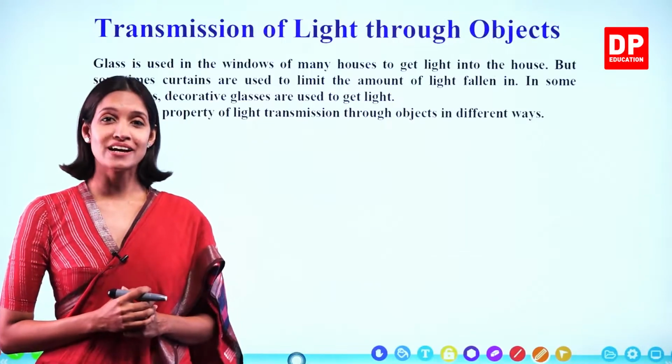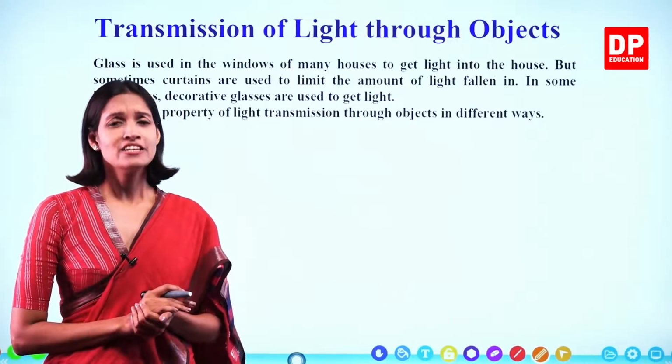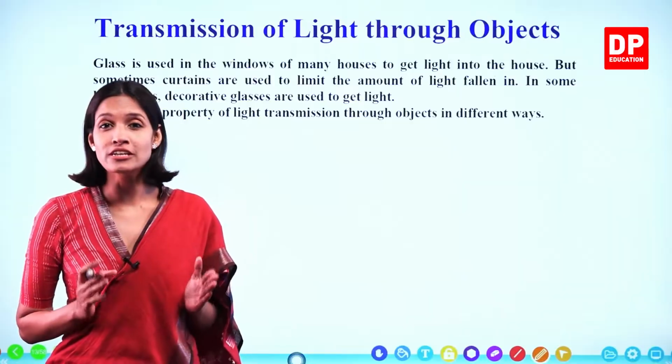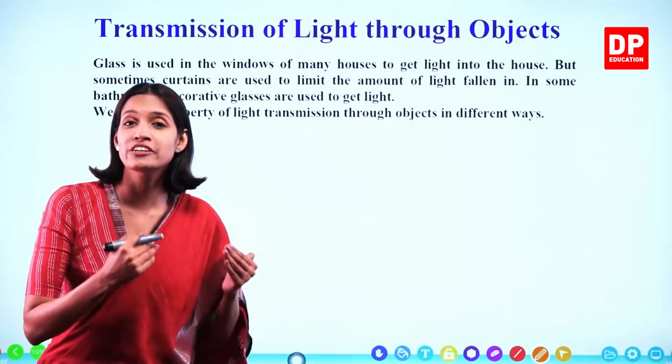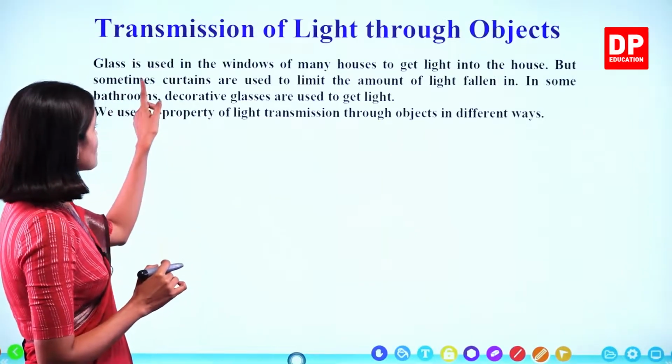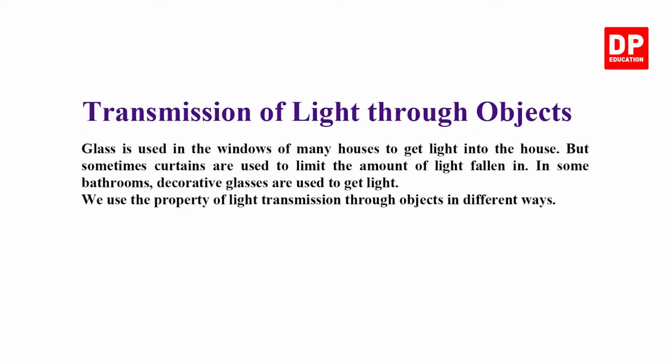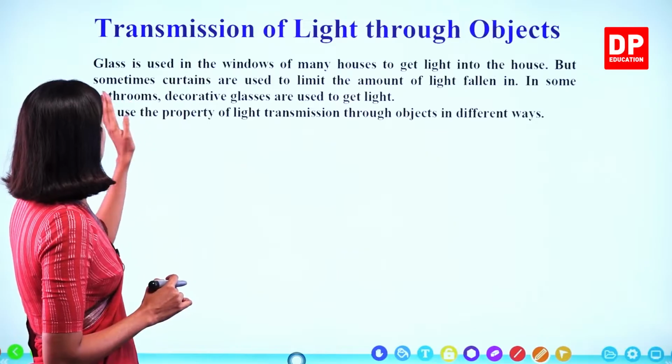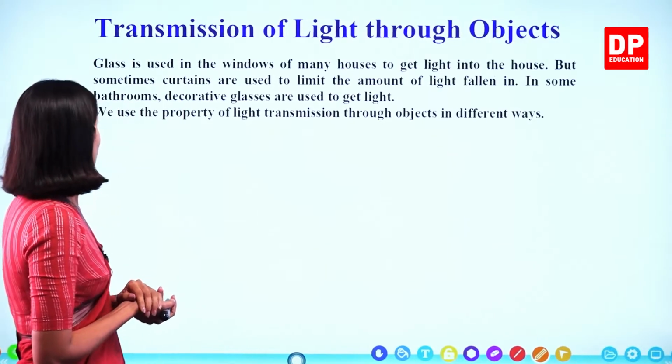Now we are going to start part 2 of this lesson. Under this part, we are going to learn how light travels through different materials. So our topic is transmission of light through objects, right? We'll go through this description.